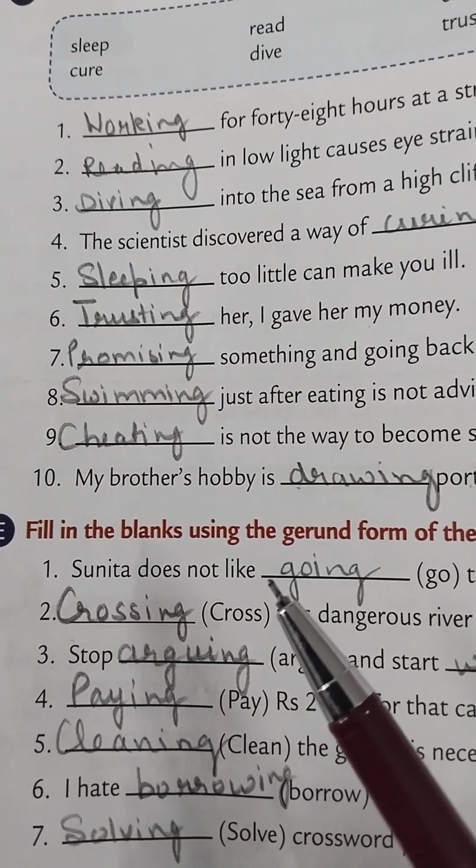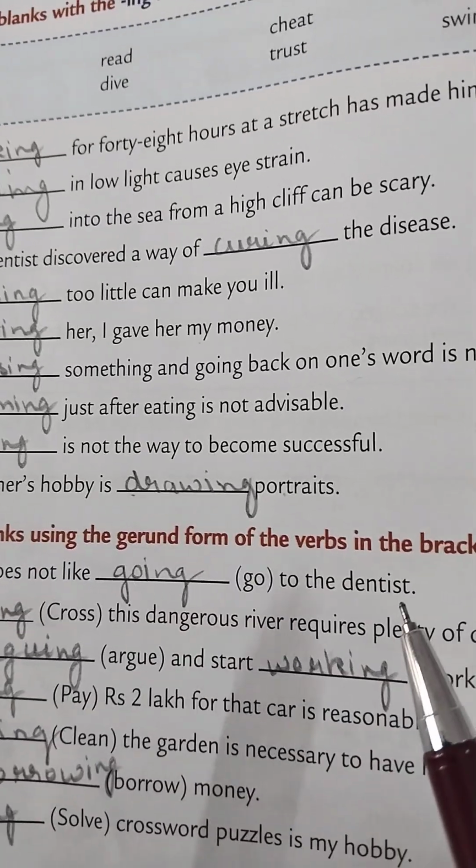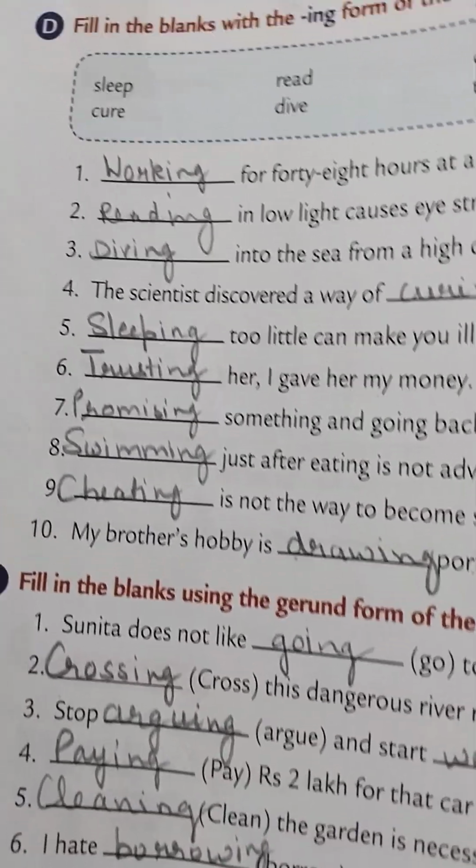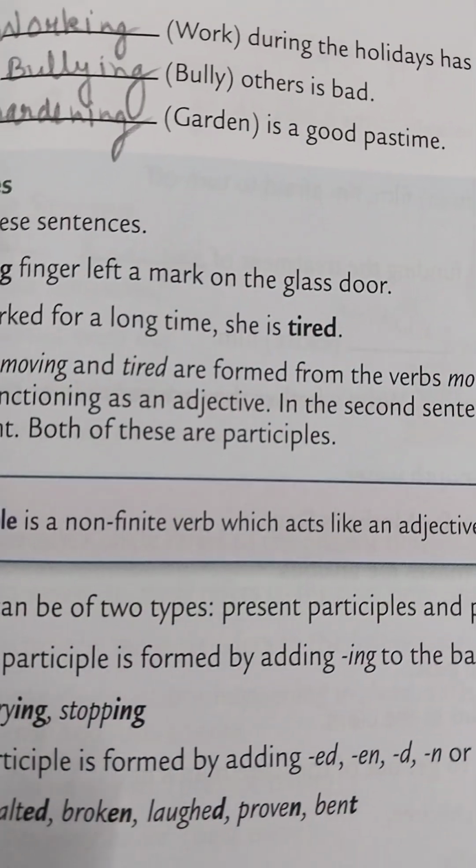Now Sunita does not like going to the dentist. I hate borrowing money. So similarly you will do this question, children. Gardening is a good pastime.